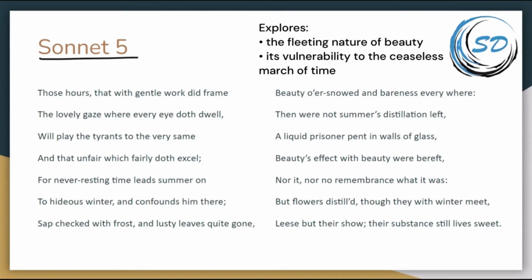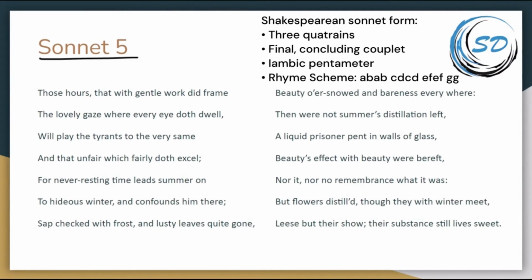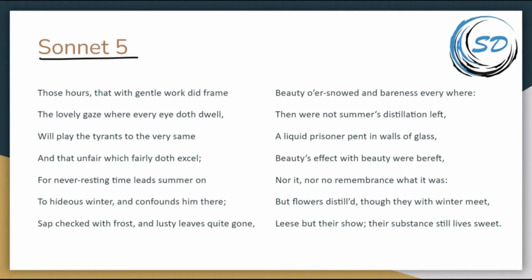Shakespeare explores the fleeting nature of beauty and its vulnerability to the ceaseless march of time. Before we delve into the intricate nuances of Sonnet 5, let us take a moment to appreciate its structure. This sonnet, like many others in Shakespeare's collection, comprises 14 lines in iambic pentameter, following the ABAB, CDCD, EFEF, GG rhyme scheme. First, I will read the sonnet for you, and then give you a quick overview. After that, we can dive into a line-by-line breakdown.